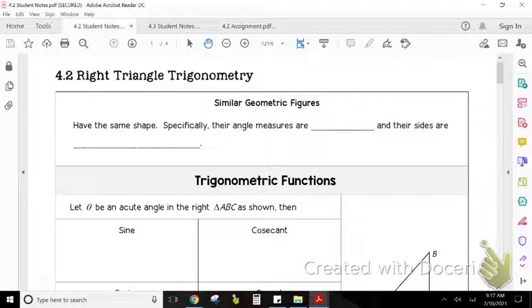4.2 is right triangle trigonometry. So first we talk about similar geometric figures. Remember, those are going to have the same shape. Specifically, it means that their angles are going to be equal and that their sides are proportional.